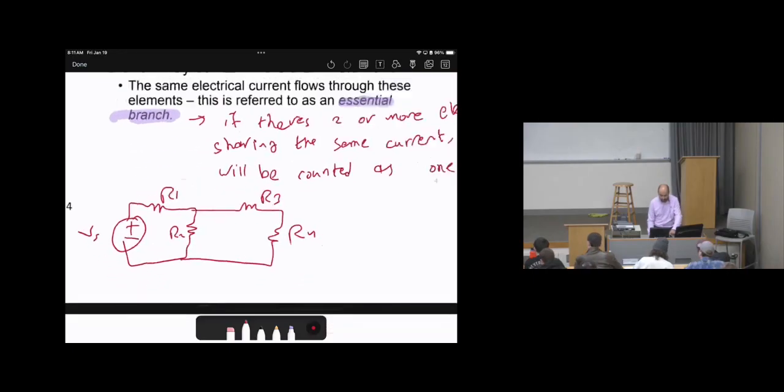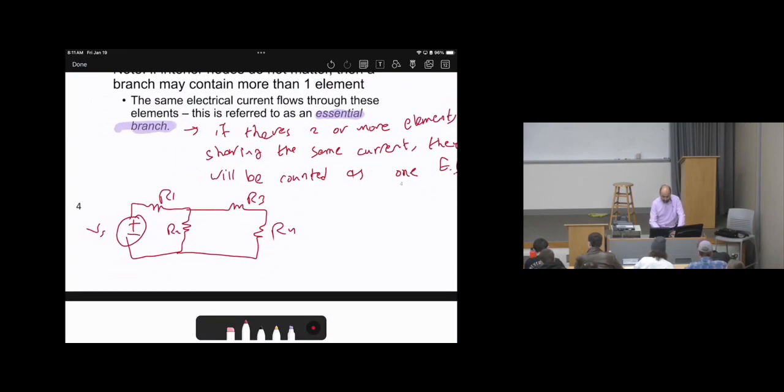Okay, so with this circuit, how many elements do we have? Yeah, 1, 2, 3, 4, 5. So we have 5 branches. Now, how many essential branches? Basically, you will go back, make another revision, then see if there are any 2 or more elements sharing the same current. So I will say there is a current here between VS and R1. So this is one essential branch.